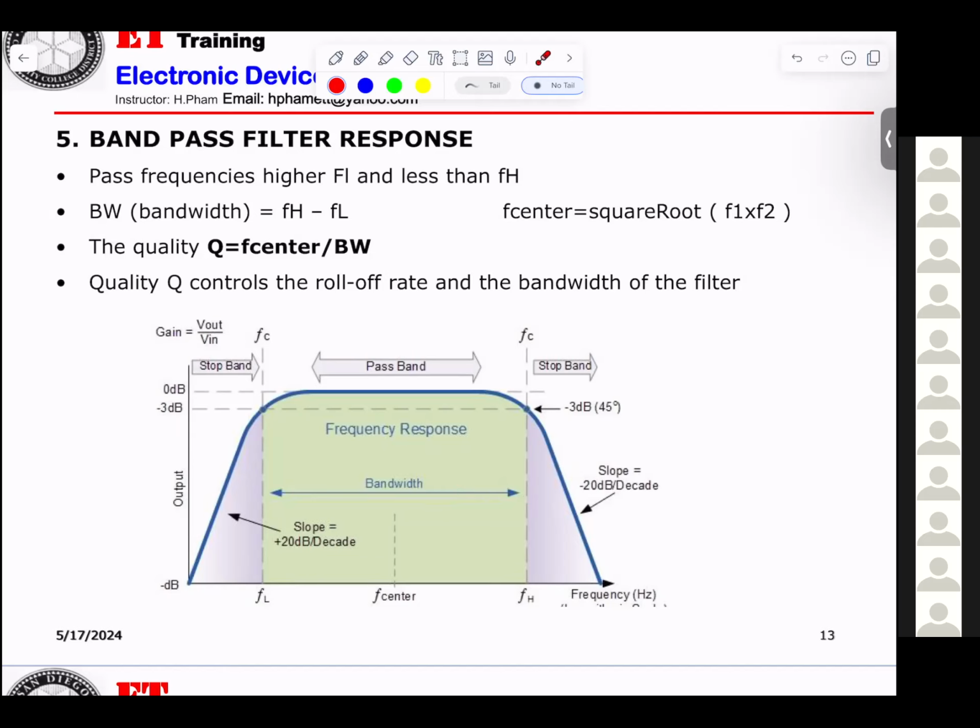Okay. Quality Q will be equal to F center, here, center, divided by bandwidth. Okay. That means how good the filter is going to be. Quality Q controls the roll-off rate and the bandwidth of the filter.